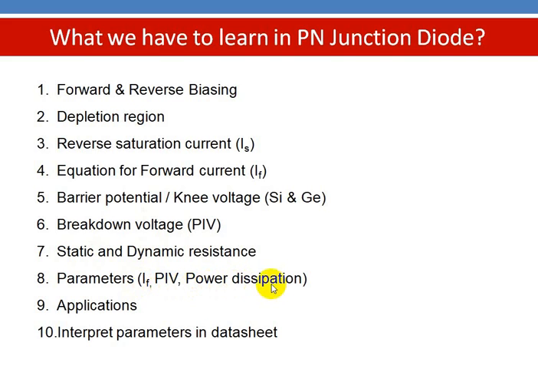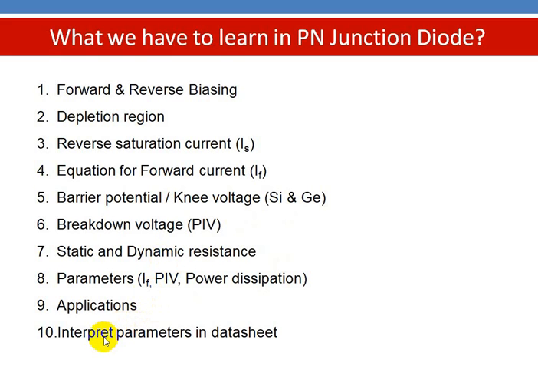Similarly, parameters like forward current, and peak inverse voltage, which is nothing but the reverse voltage applied across the device, and power dissipation. So how much power is dissipated in the device. Then we should know the applications. Diodes are used in almost all electronic circuits, in rectifier circuits, etc.